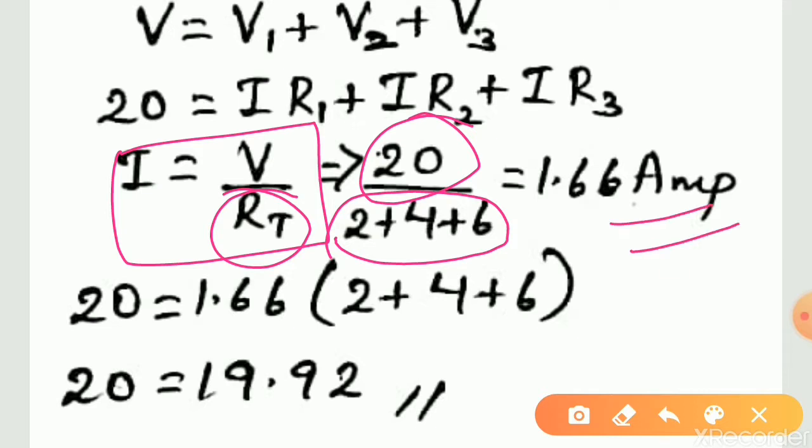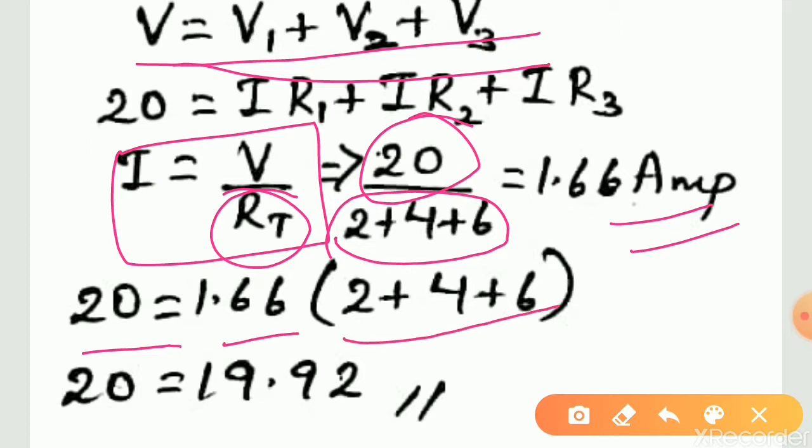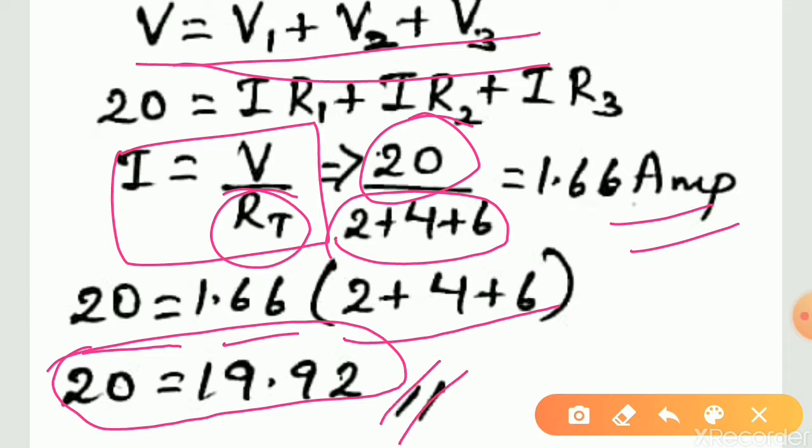We get 1.66 ampere. On substituting these values in this equation, we get 20 is equal to 1.66 into the summation of resistors. We get 20 volt equal to 19.92, which is approximately equal to 20 volt. So here we prove Kirchhoff's voltage law for the given circuit.